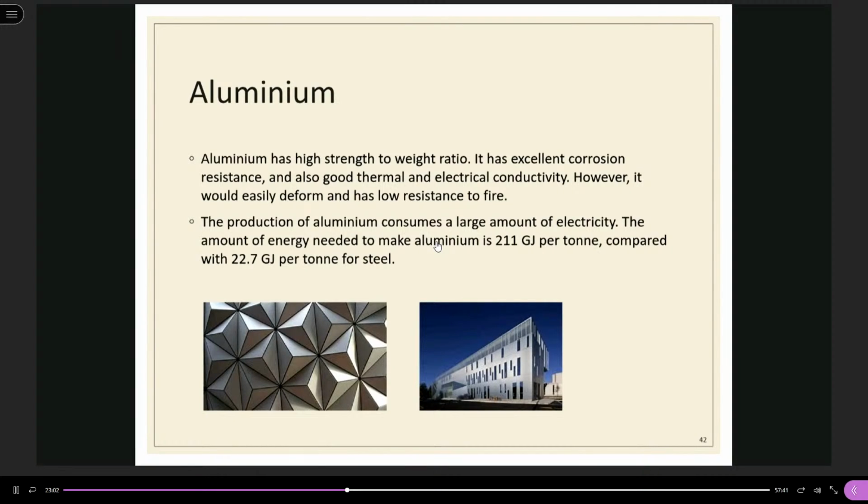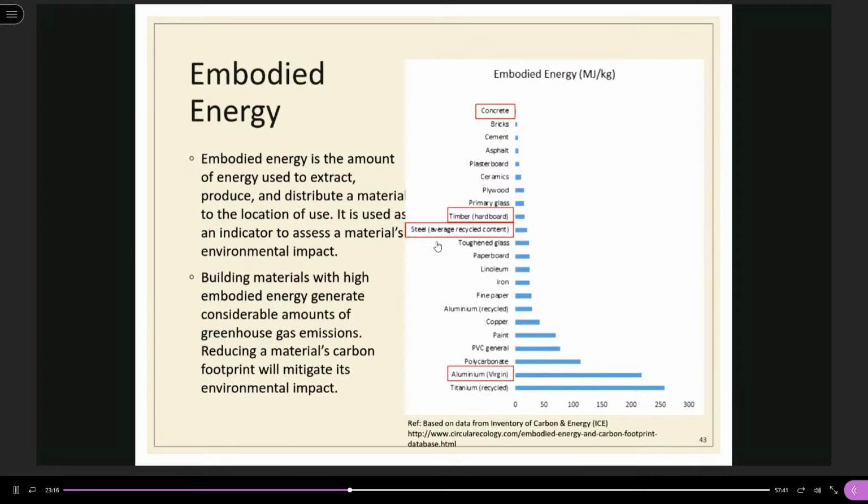Okay, so we have talked about different kinds of building material: the timber, the concrete, the steel, aluminium. So how can we compare their energy consumption? We may use a term called embodied energy. Embodied energy is the amount of energy used to extract the material. We need to extract aluminium from the natural environment. We need to cut down the tree to extract timber. So energy to extract and to produce.